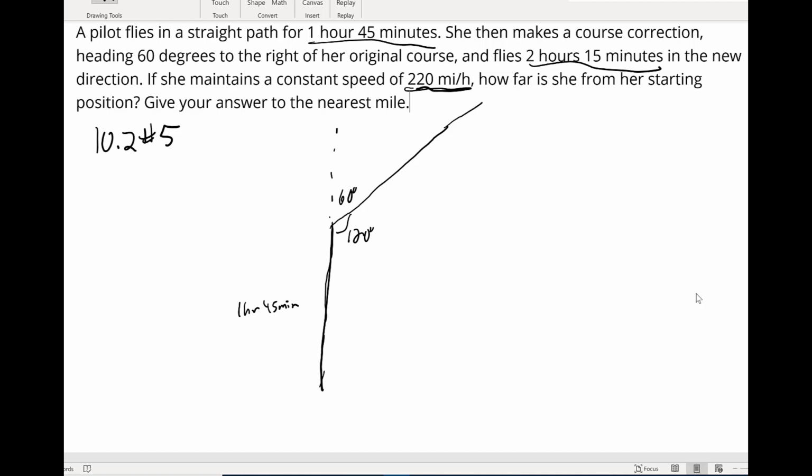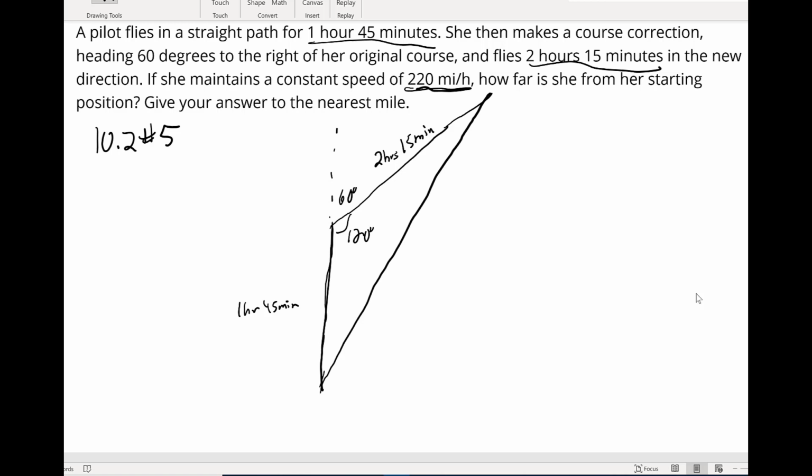And this one she's going for 2 hours 15 minutes. And what we want is this resultant side. When I first read this, I was thinking vectors, but no, they want law of cosines. And law of cosines works because you're going to have a side here, a side here, and the angle between. So to get this side, though, we want the distance, not just the time.